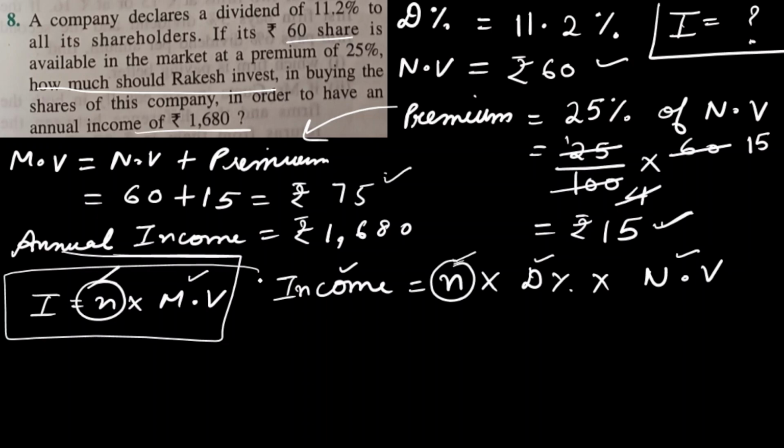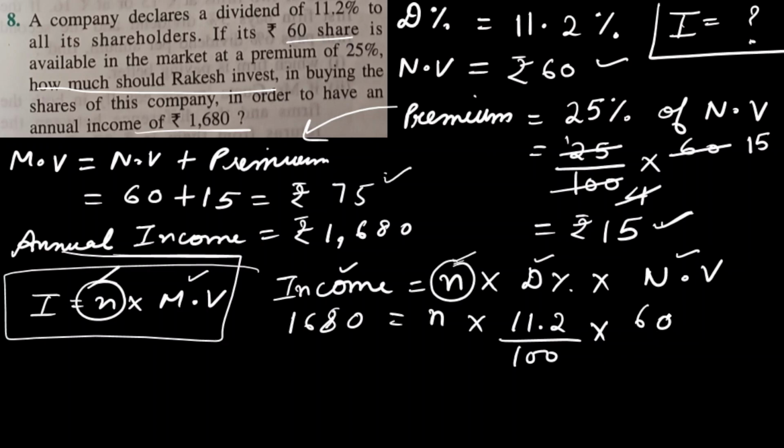So income is equal to 1680. Number of shares I don't know, dividend is 11.2%, which I am writing as 11.2 by 100, into nominal value 60. So 10 and 10 will get cancelled. Now what can we do? Here we can remove the decimal. If I am removing the decimal, here 10 will come.